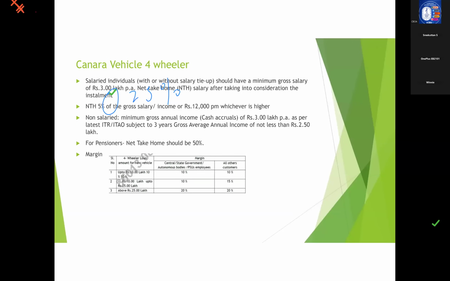Here, as I told in the case of Canara vehicle two-wheeler, margin is always important. So in the case of four-wheeler also, margin is important. Up to 10 lakh, it is 10% for central government and all the categories. So you can see that up to 10 lakhs, it is a uniform margin of 10% for both categories, and above 25 lakhs also, it is uniform, that is 20% and 20%. The only change is between 10 and 25 lakhs, where it is 10% and 15% respectively. So this is how the margin grows.